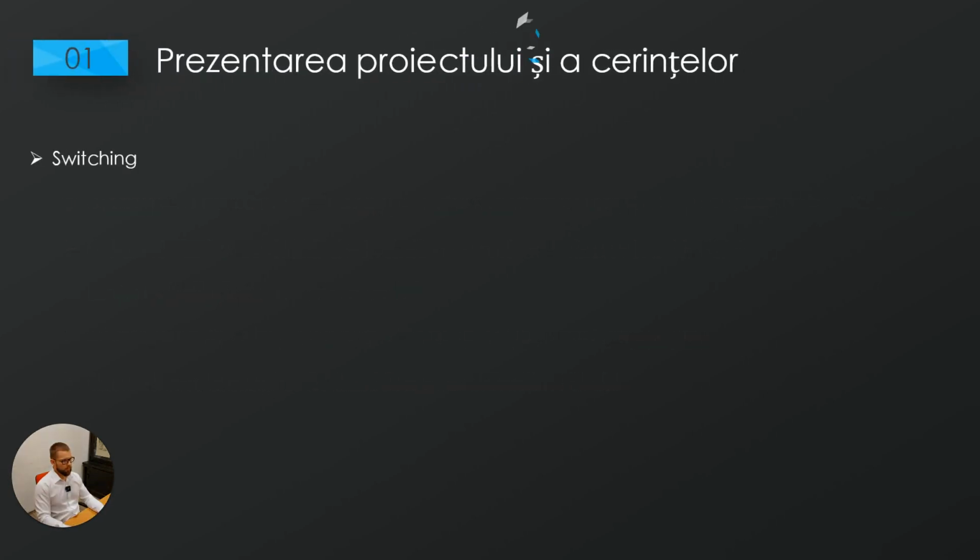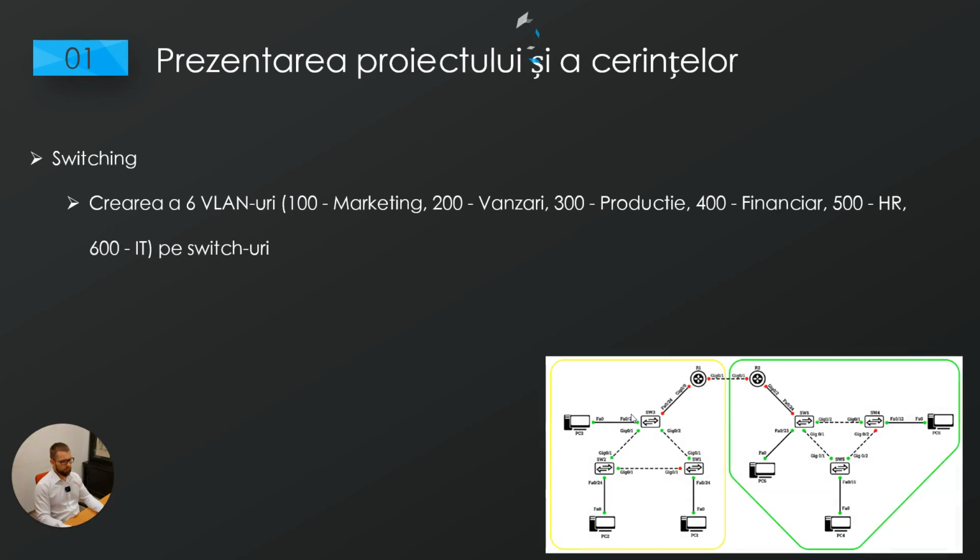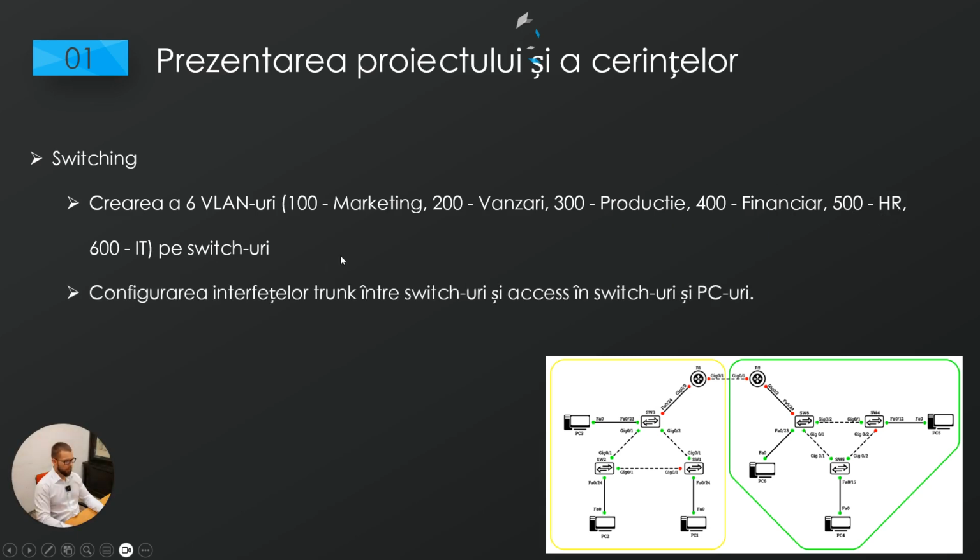Now, in terms of switching, in this topology you see two routers. This is one part, this is the second part. On all switches, 6 VLANs should be created: for marketing, sales, production, financial, human resources, and IT. Then the interfaces between the switches should be trunk, and also these ones, and the interfaces between the switches and the end devices, in this case the PCs, should be access.